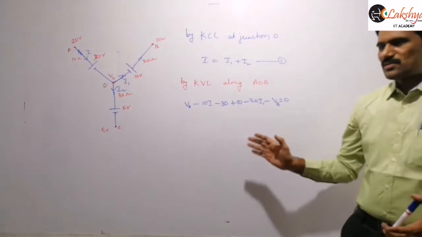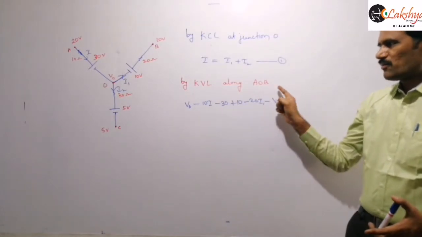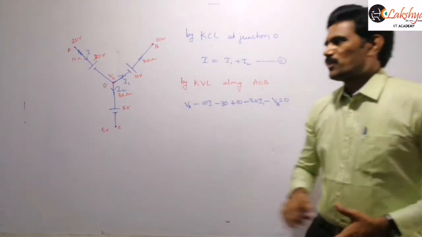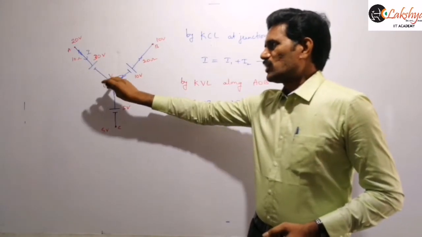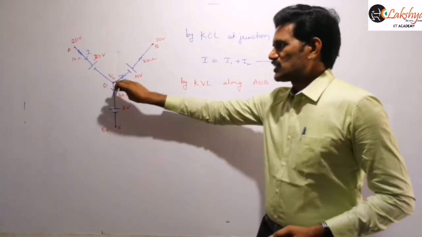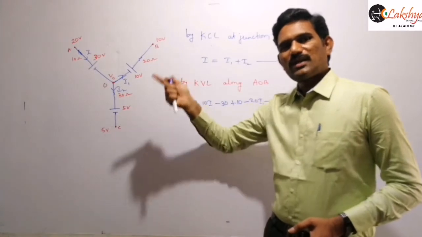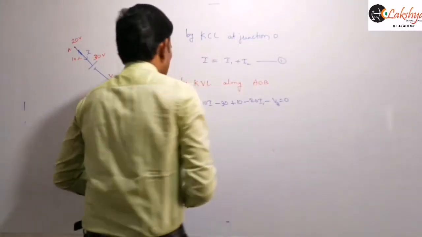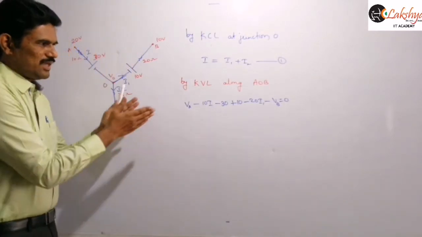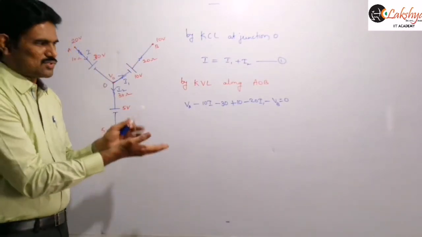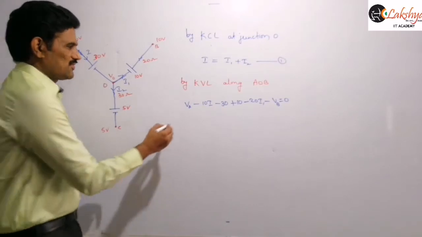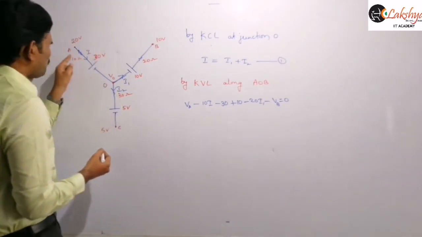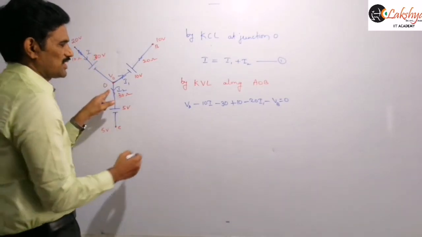Or instead of applying this from A to O, if you are applying directly from A to O and O to B and similarly from O to C, then you will get the V naught value directly first. Then from that V naught value you can calculate this I value. I think you can solve this method easily. So I will just explain here how to see this. I will write the equation, you do the calculation by yourself.